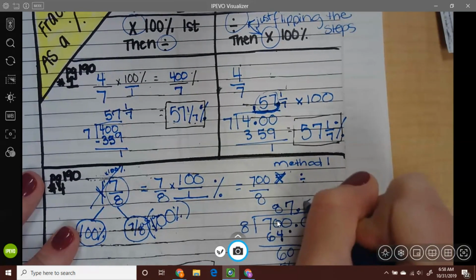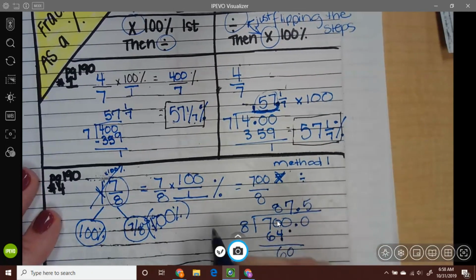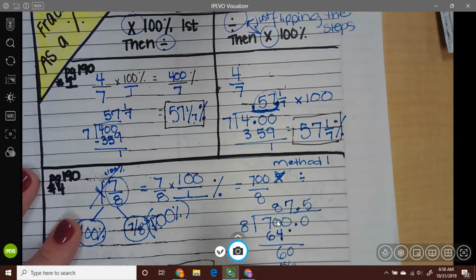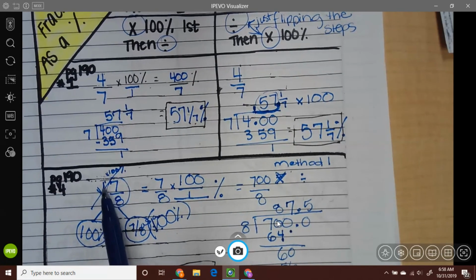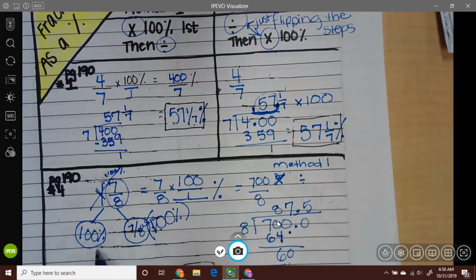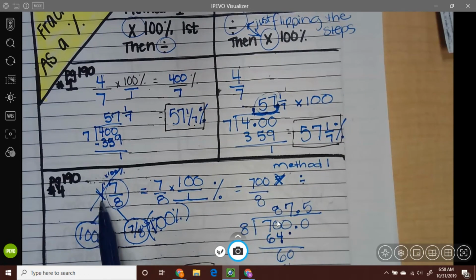I get 87.5. So this would be 87.5%. So when you have an improper fraction, or sorry, a mixed number, you can always break off the whole number and put it as a percent first. So 1 times 100 is 100. If it was 3, you do 3 times 100 and get 300%.